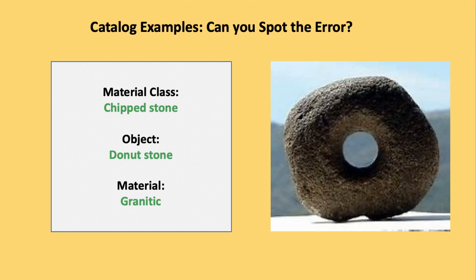As you view the next four catalog examples, take a moment to check whether the material class, object type, and material line up correctly by referring to Appendix C when necessary. Here is an example of a donut stone. Can you spot the error in the catalog record?